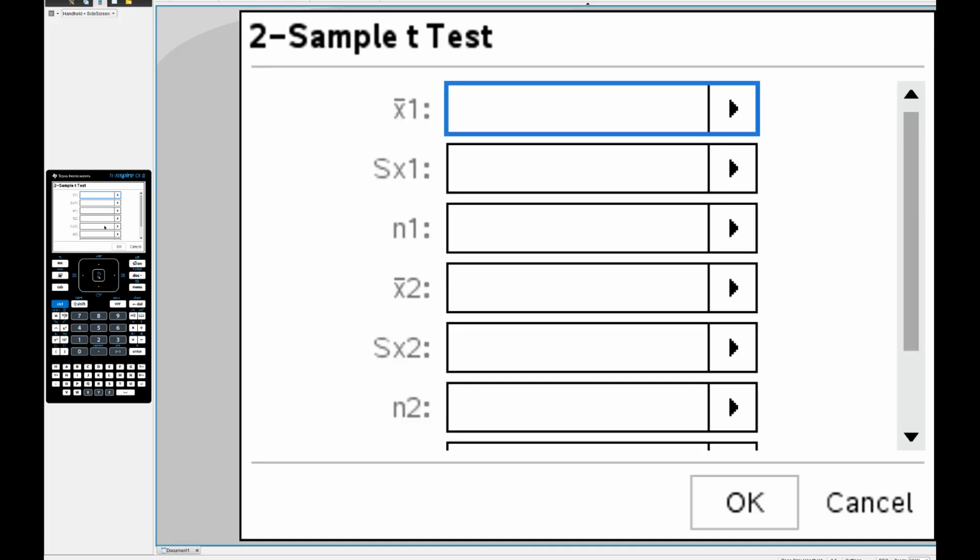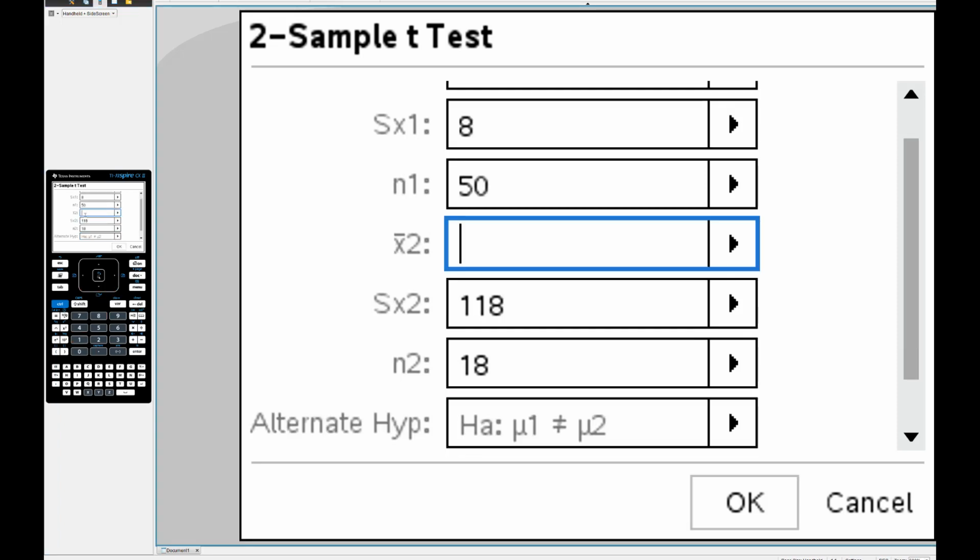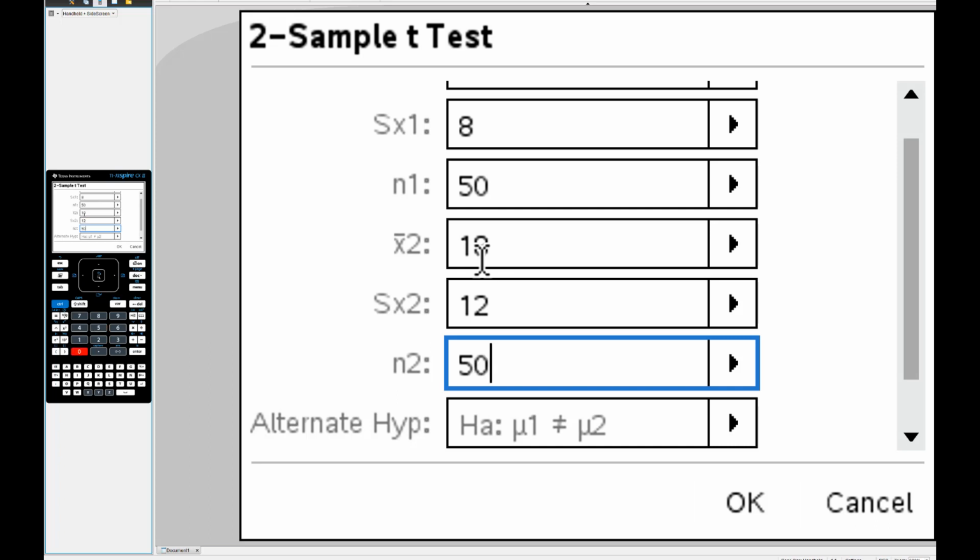And there's going to be a lot of information to punch in, but you have all this information here. Your first group was 10. And then our next group was 8. Sample size for the first one was 50. X2, pretty easy. That one's 18. This is where we write down all the information that we need. Excuse me while I fix a couple of things here. 18, 12, and 50. And then our alternate hypothesis, we need to change that.